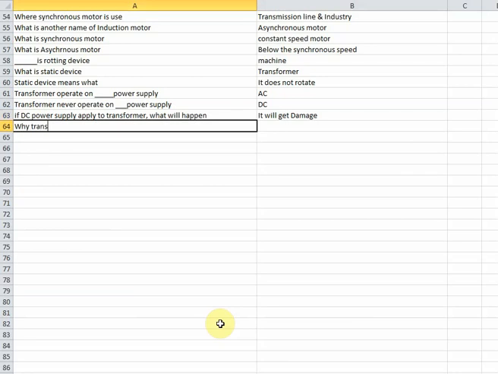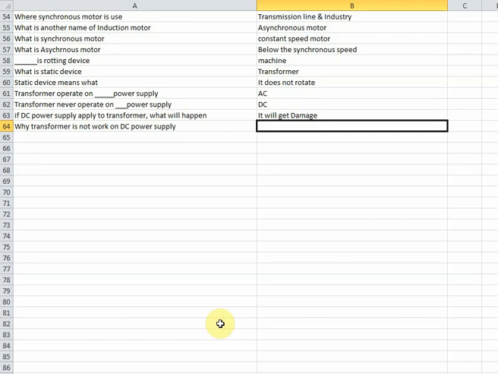Why does a transformer not work or operate on DC power supply? Transformer works on the mutual induction principle.